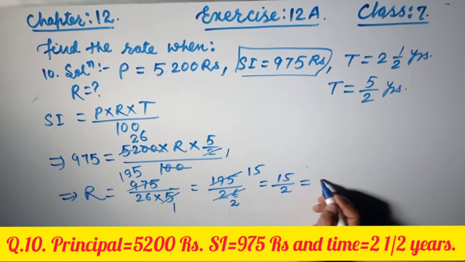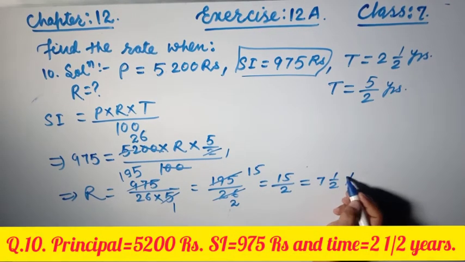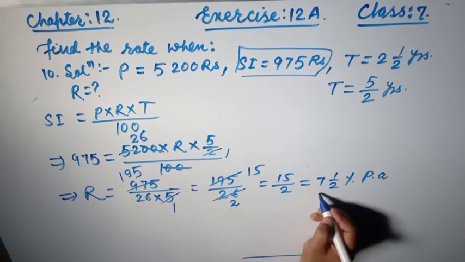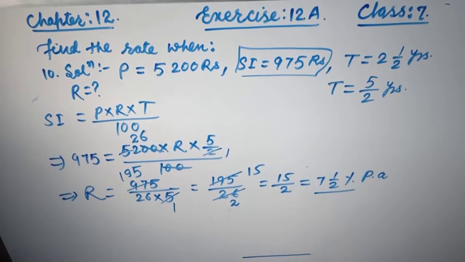So this could be written as 7.5%. This is per annum. So this is your required answer. I hope, friends, you have grasped it.